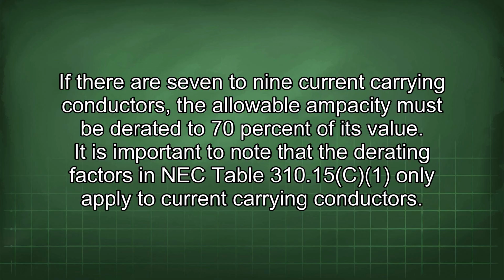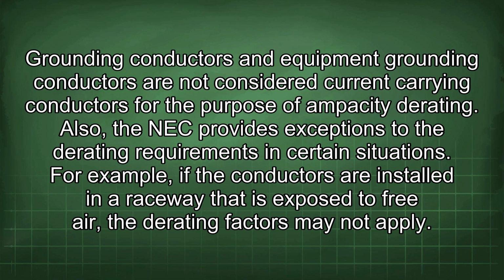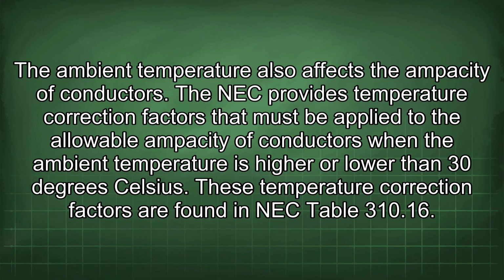It is important to note that the derating factors in NEC Table 310.15 only apply to current-carrying conductors. Grounding conductors and equipment grounding conductors are not considered current-carrying conductors for the purpose of ampacity derating. Also, the NEC provides exceptions to the derating requirements in certain situations. For example, if the conductors are installed in a raceway that is exposed to free air, the derating factors may not apply. The ambient temperature also affects the ampacity of conductors.